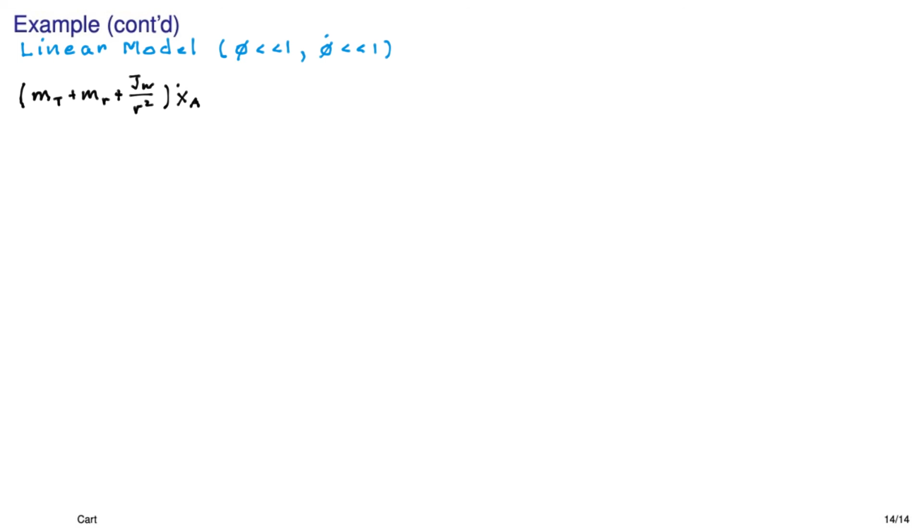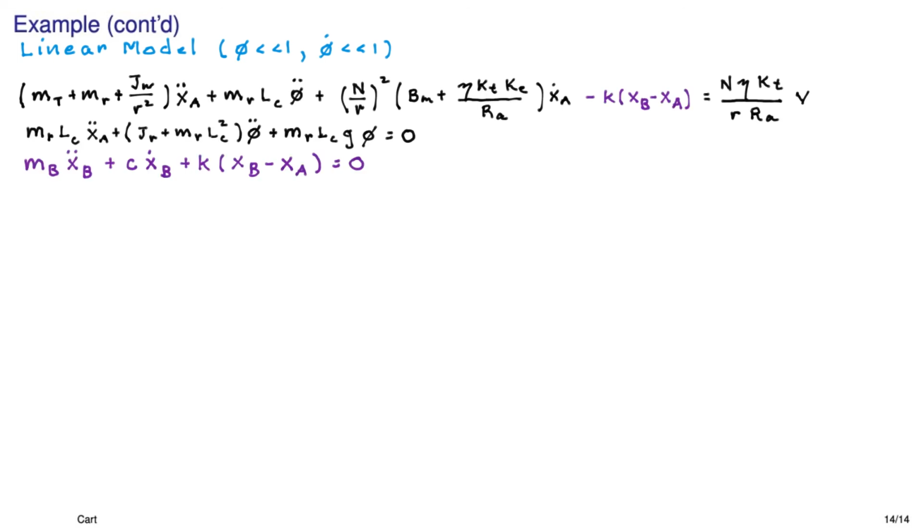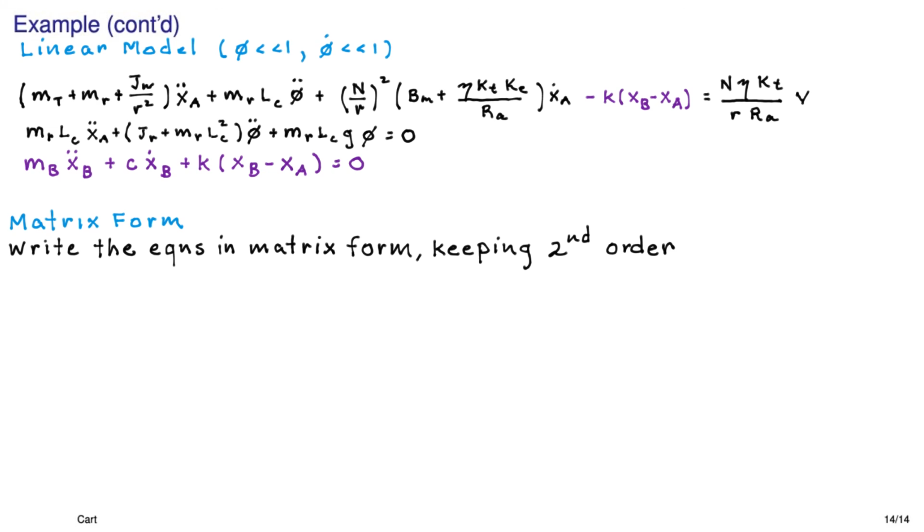So here's our linear model. Let me fast forward to that. There, I've just rewritten it. And now what we're going to do is write this in matrix form. I'm going to keep the second order flavor to this, so we're not actually going to write it in state variable form. I guess I mentioned that earlier. We're going to leave it in matrix form, second order form.